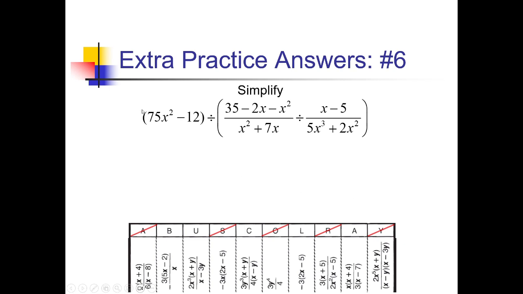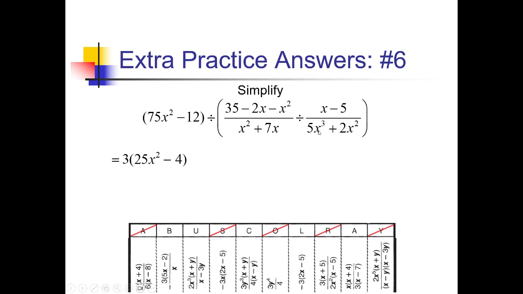So the 75x squared minus 12, I can take out a common factor there of 3. If I do that, that leaves me with 25x squared minus 4. And you might recognize these are both perfect squares, so that can get factored a little bit further on our next step. Now for the stuff inside this parentheses.